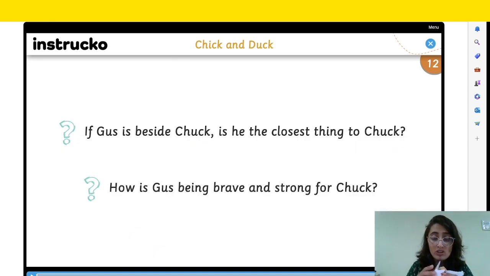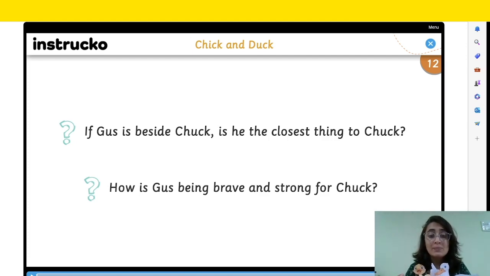He's protecting Chuck from the storm by covering him under his wings and also promising Chuck that Gus will always be beside Chuck. Okay, so now tell me, if Gus is beside Chuck, is he the closest thing to Chuck? Correct, because Gus is beside Chuck, that is why he is the closest thing to Chuck.